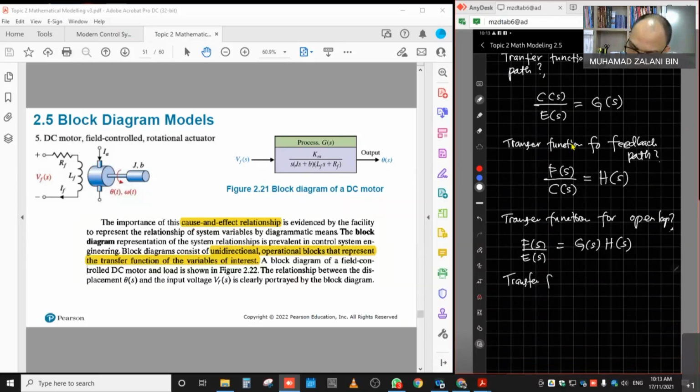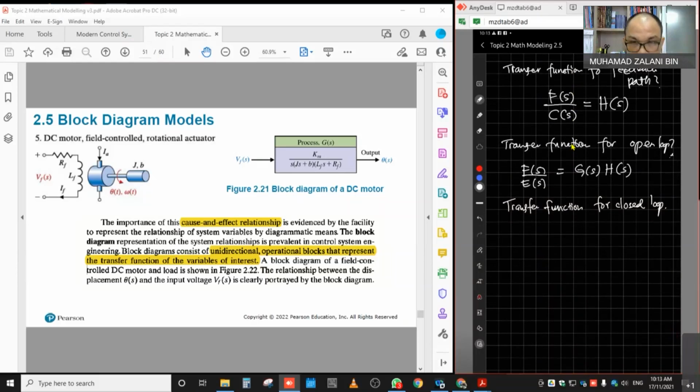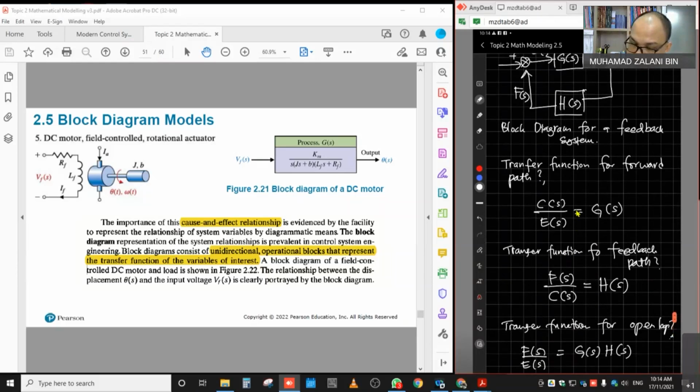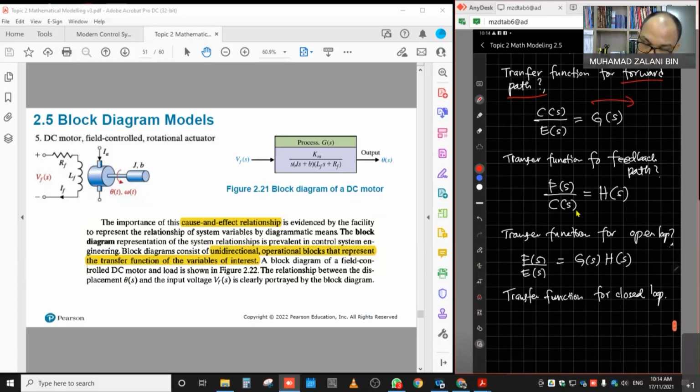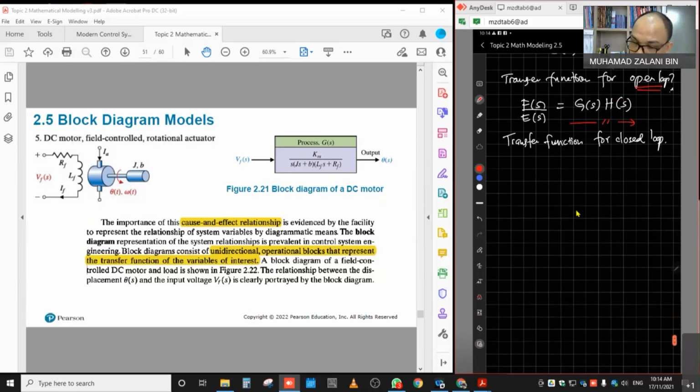So the transfer function, the last one, for the closed loop. Tadi kita ada forward path. Forward path, which is this one. Feedback path, which is this one. Open loop, which is this one. Now closed loop. Okay. So how about closed loop?